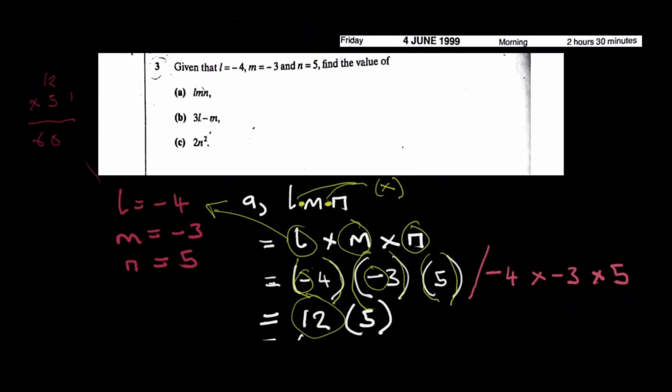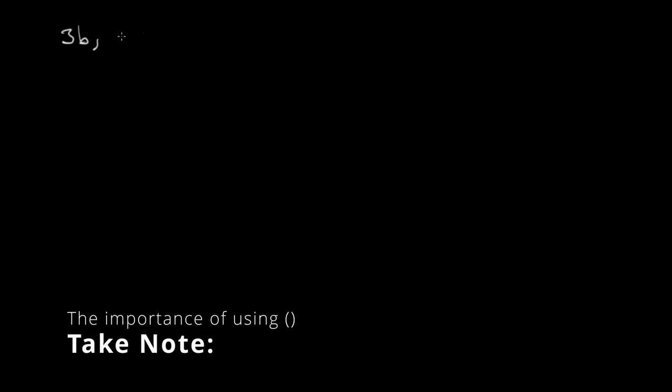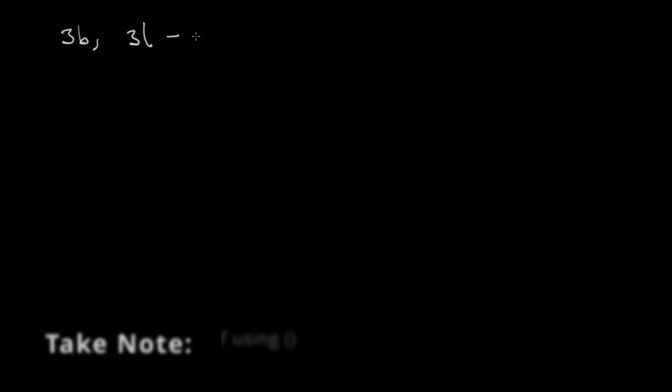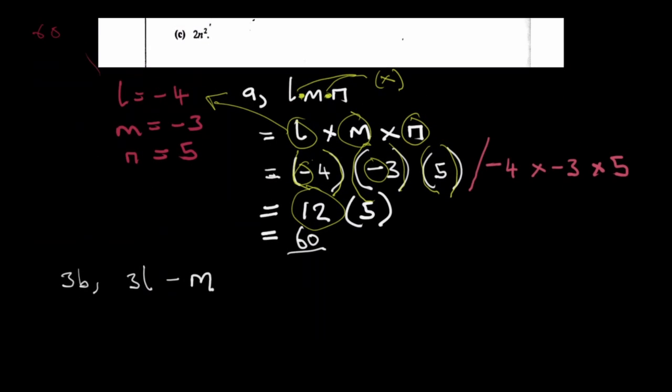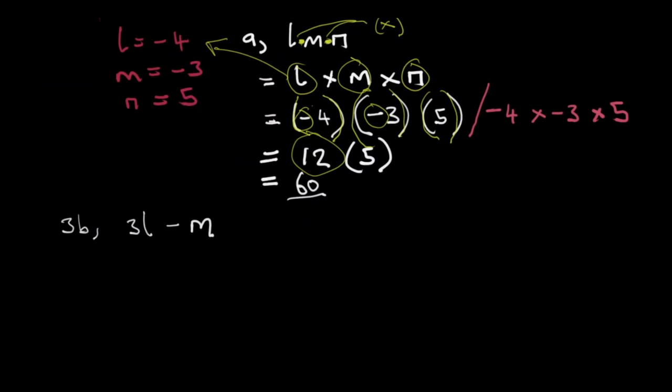So let us know firstly, 3b is 3L minus M, right? Okay. We also need to remember what our values are. So now we are going to substitute 3. What is L? Minus 4. Then minus, what is M?